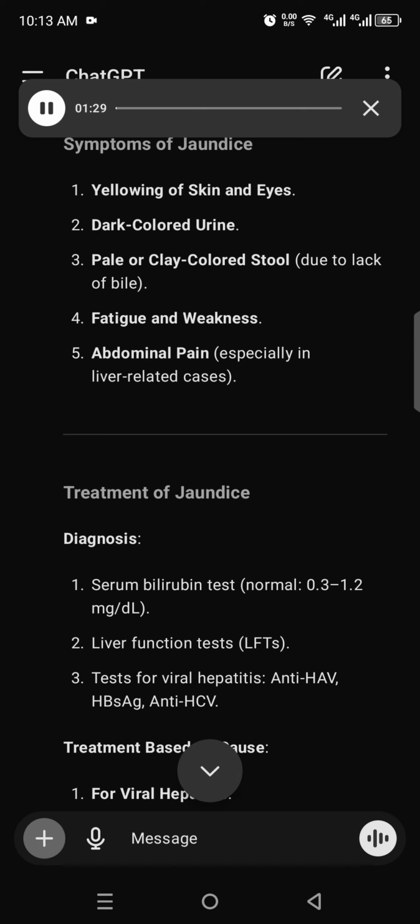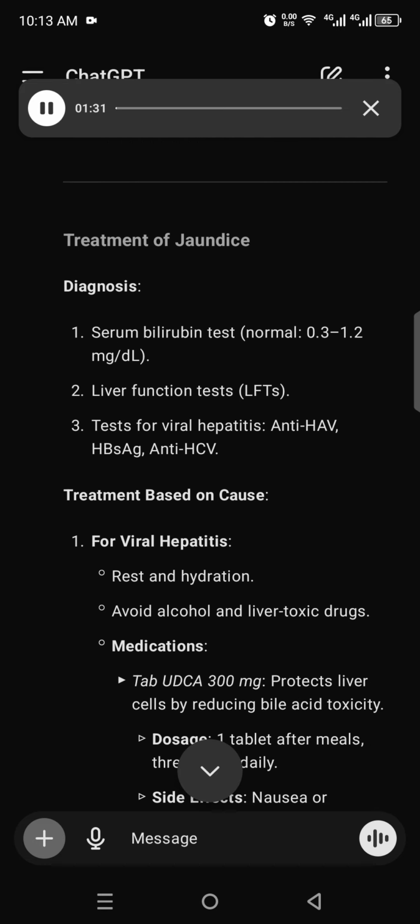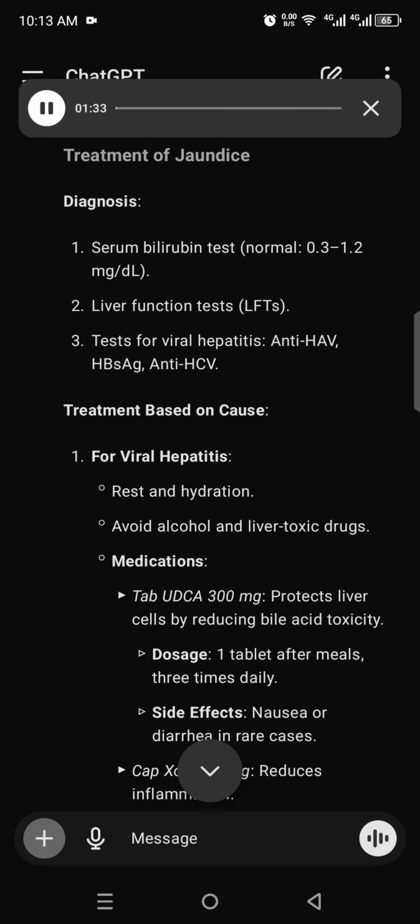Treatment of jaundice. Diagnosis: 1. Serum bilirubin test, normal 0.3 to 1.2 milligrams per dL. 2. Liver function tests, LFTs. 3. Tests for viral hepatitis, anti-HAV, HBsAg, anti-HCV. Treatment based on cause: 1.